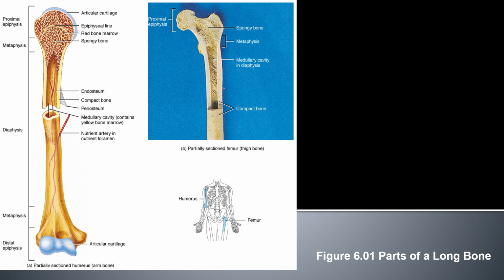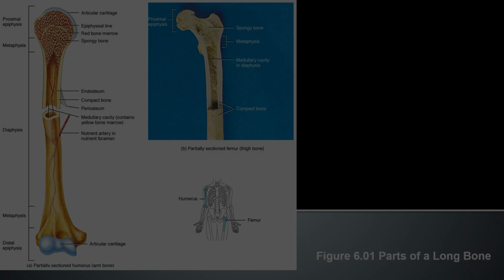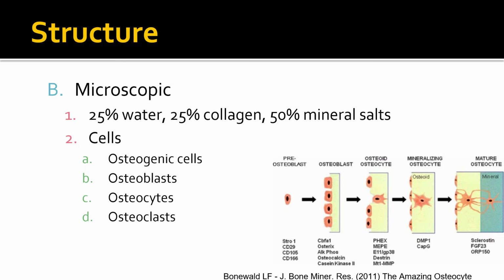You can see there's compact bone here. You can see our medullary cavity. And so, you know, any one of your long bones, this happens to be a femur. And this illustration on the left happens to be a humerus, but any long bone will have all those parts. Okay, so that's the end of the macroscopic parts of the bone.